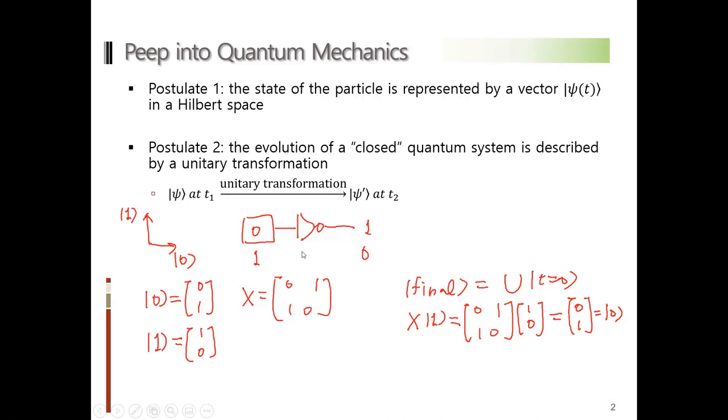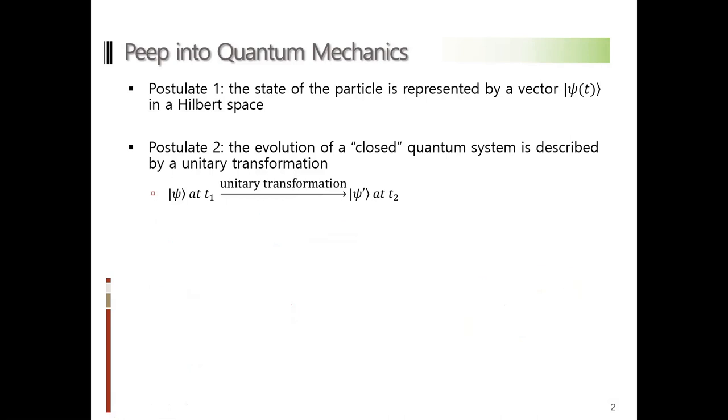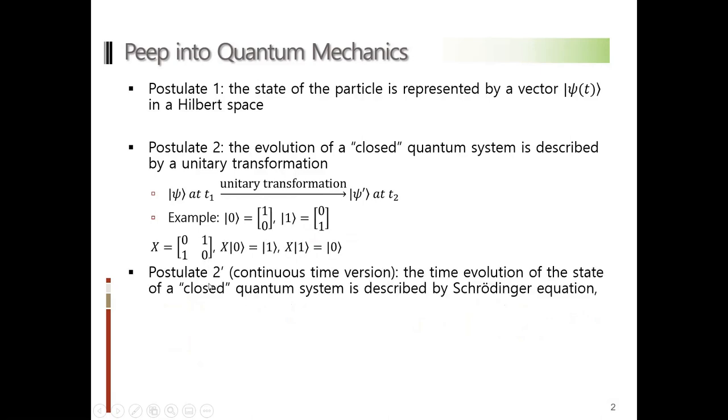This is not only limited to the single gate or simplest situation. The entire history of the vector in the Hilbert space, which represents the quantum state of the particle, will always be described by a unitary transformation. Then the next question is, how is the unitary transformation determined? The answer is described by postulate 2 prime.